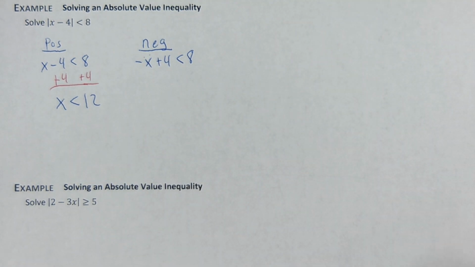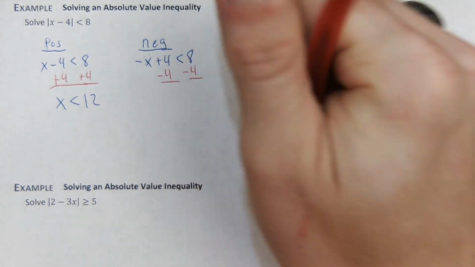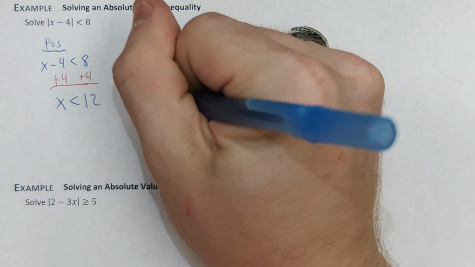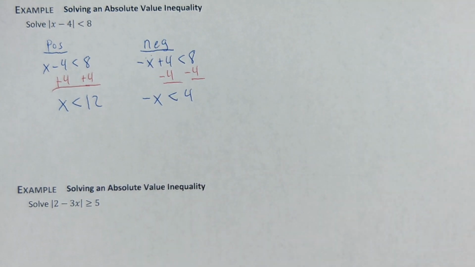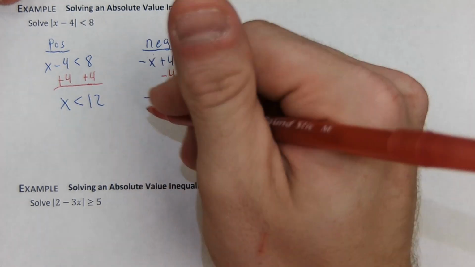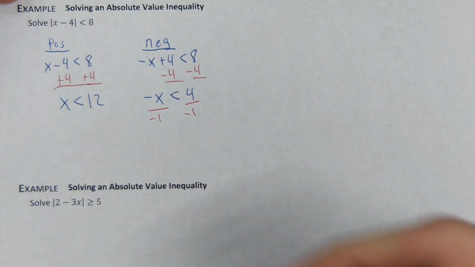And then we just get x by itself. Subtract the 4 from both sides. And right here, you have to watch out. I'm about to divide by a negative sign. When you divide by a negative number across an inequality, it will flip over your inequality symbol. So when I divide by -1, that less than symbol is going to become a greater than symbol.